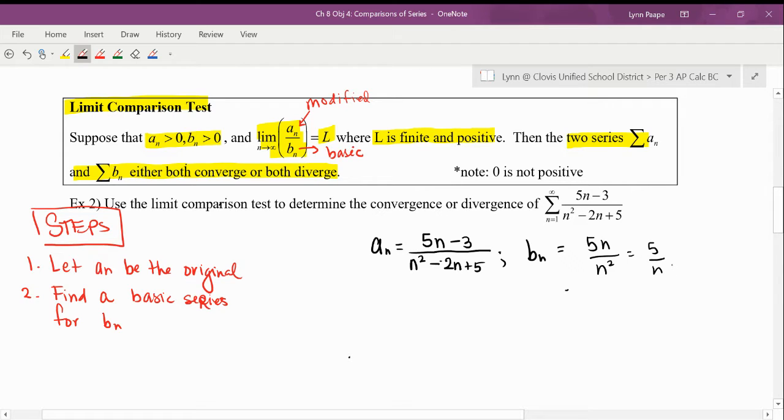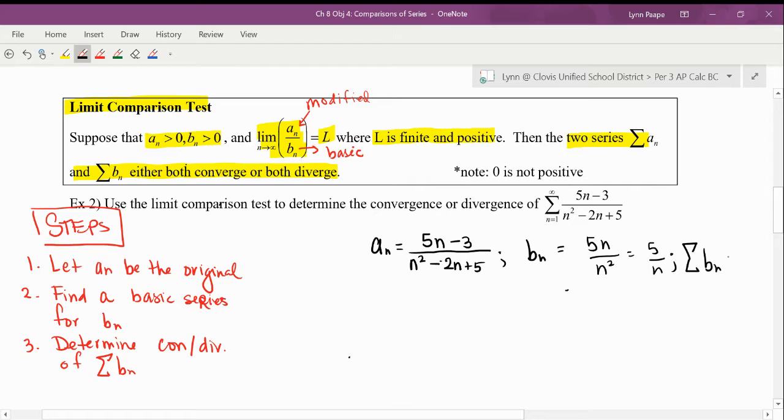And so now I want to determine the convergence or divergence of bn. Now that you have a basic series, you want to determine the convergence or divergence of the infinite series of bn, which I probably should have had up in the step below or above. All right, so I'm going to make that conclusion over here.